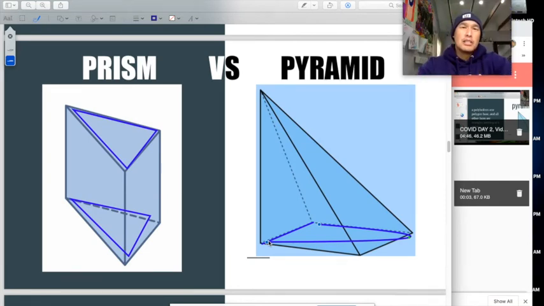Okay. All right. So that's a quick review on what a prism is. Hopefully that adds a little bit to your understanding of it. We're going to move on now to talk about volume.